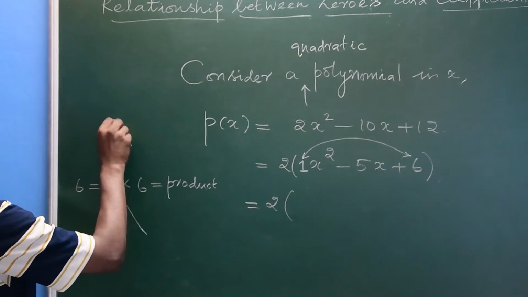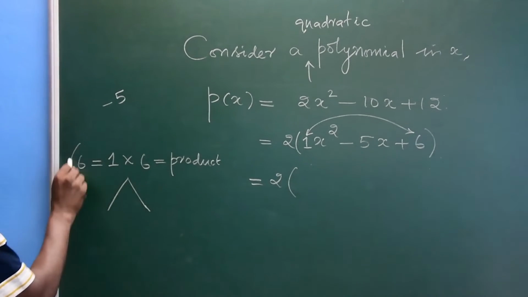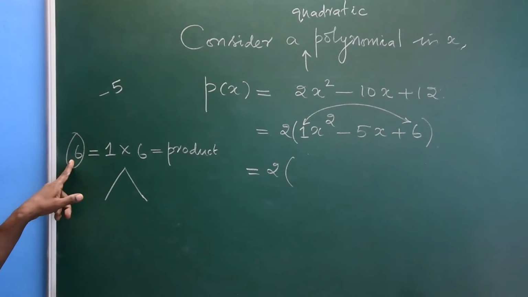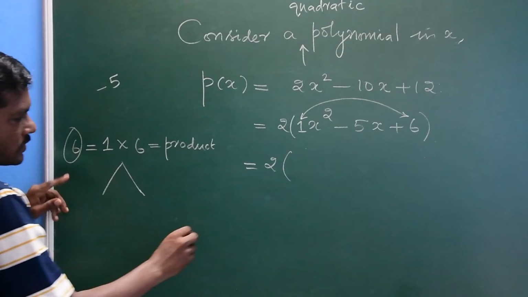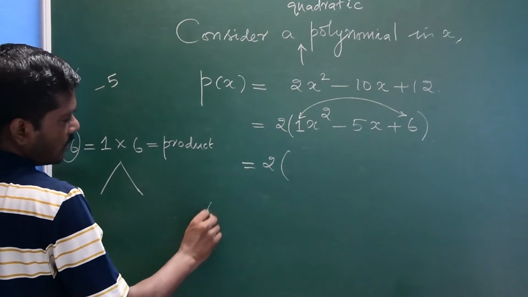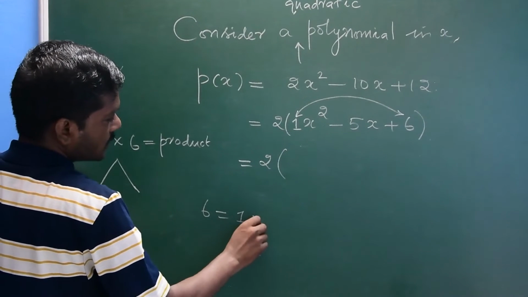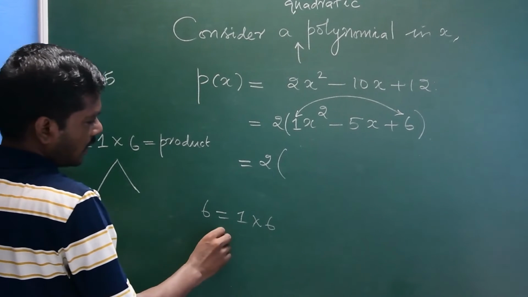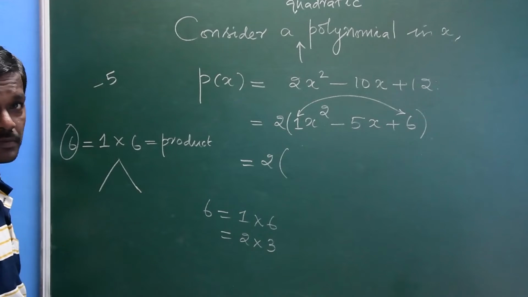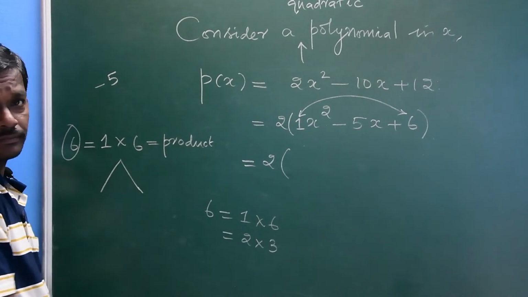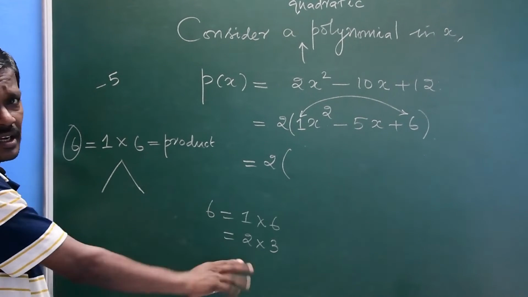Okay, let us keep it. Now, what are the possible factorizations for 6? What are the possible factors of 6? 6 can be factored as 1 times 6. You can do that. The other possible factorization is 2 times 3. And there is no other factorization in real numbers.